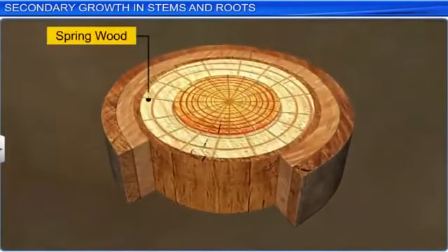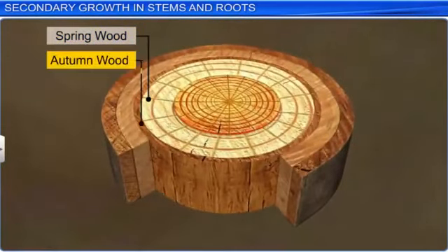Spring wood is lighter in color and has a lower density, whereas autumn wood is darker with a higher density. These two types of wood appear as two concentric circles on the trunk and together represent the annual ring.